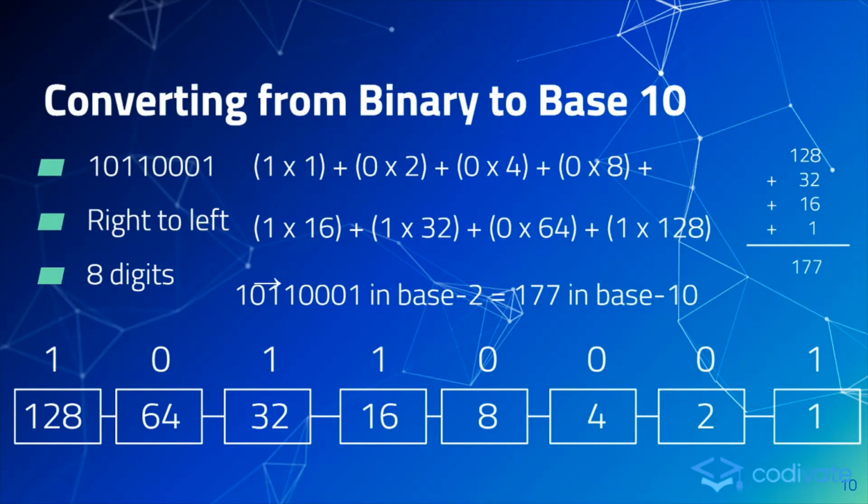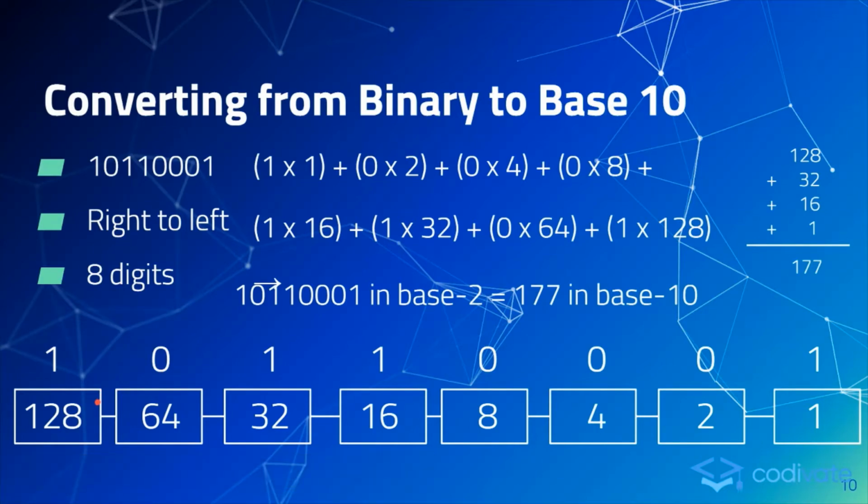Starting with the digit at the beginning of the number, we will do 1 times 1. Then for the second digit, 0 times 2. For the third, 0 times 4. For the fifth, 0 times 8. 1 times 16. 1 times 32. 0 times 64. And finally, 1 times 128.